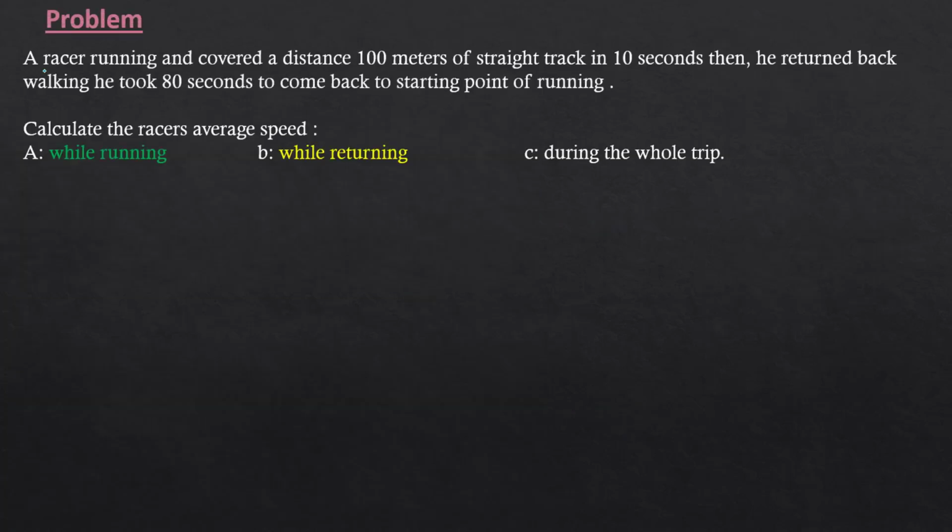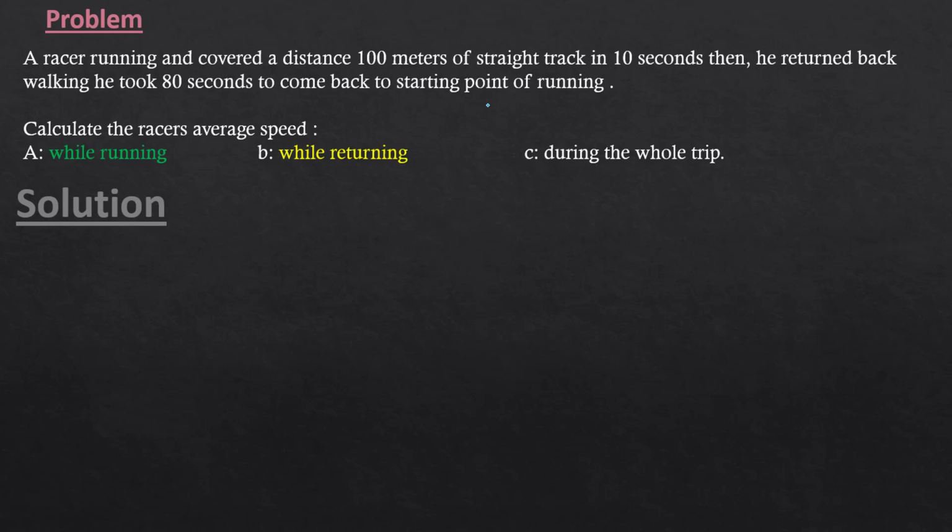So let's solve a problem. A racer is running and covers a distance of 100 meters on a straight track in 10 seconds. Then he returns, walking, and took 80 seconds to come back to the starting point of running. We need to calculate the average speed while running, while returning, and during the whole trip. So let's calculate it.